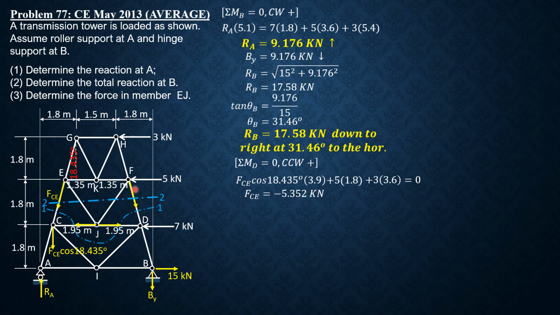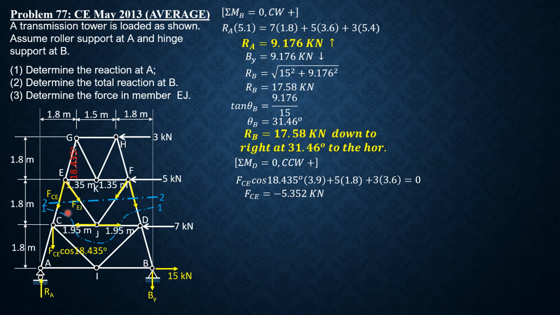Having found FCE, we then introduce section 2-2, and additional members cut are EJ and this member here, FJ, but we plan to sum up moment about F considering forces above section 2-2. So forces involved would be FCE, FEJ, and the 3 kilonewton force only because the 5 kilonewton acts at F. We sum up moment about F.